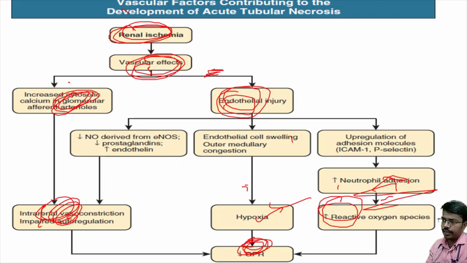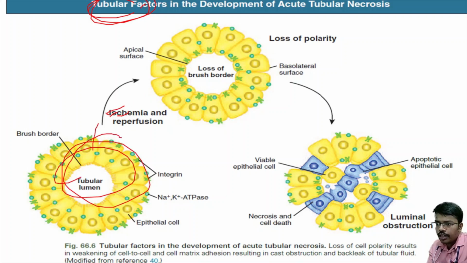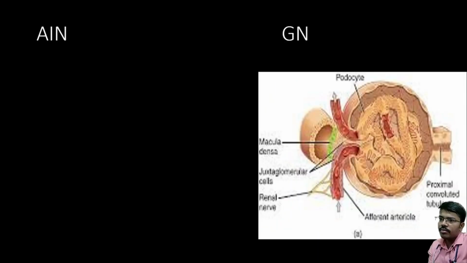First is the vascular factors. Second is the tubular factor. What happened to the tubule? Whenever there is hypoxia, the tubules go for polarity loss, integrin and cell adhesion get lost. The sodium potassium pump is also lost. Finally, it goes into disintegration. So there is no reabsorption of sodium. Apoptosis can occur. In acute kidney injury, that is regarding the pre-renal component, at least for the medicine resident, what they should be aware of.